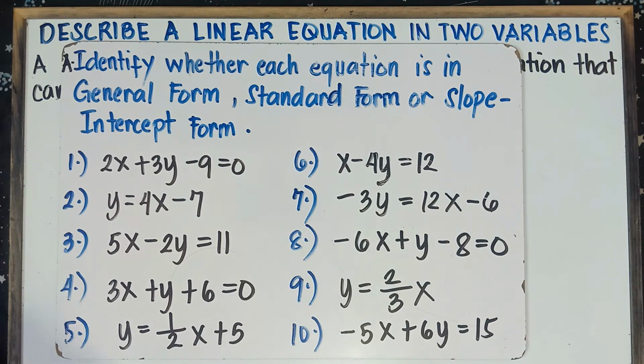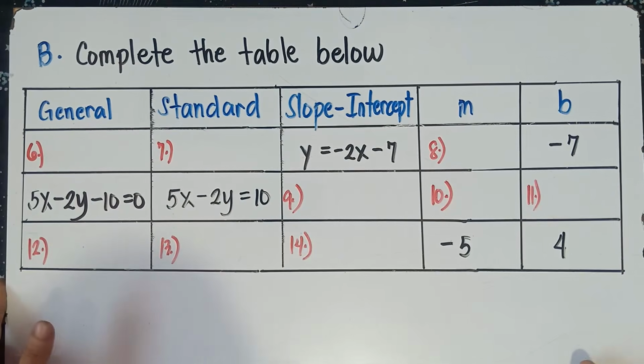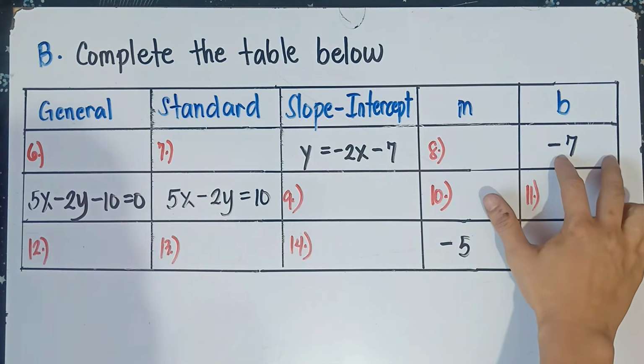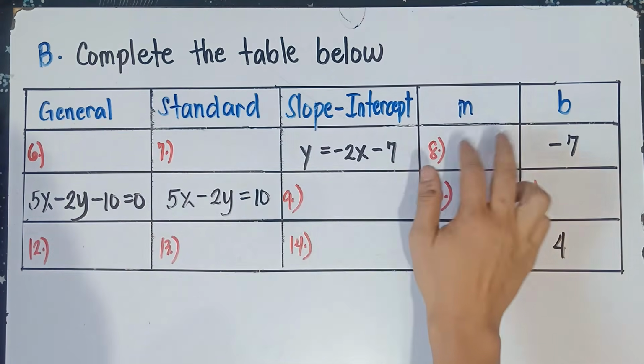We will have 10 examples for you to really understand this. For the next part of our activity, we're going to complete the table below. For example, in this row, we are given the slope-intercept form and the value of b, -7. We're told to find the general form, standard form, and the value of m.